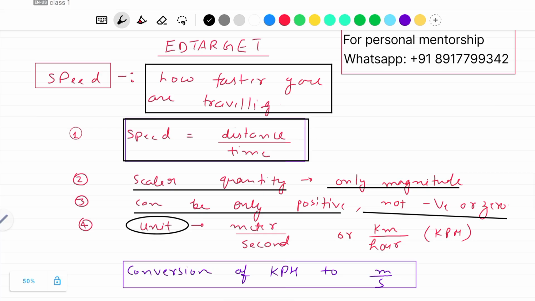So what is speed? Speed means how fast we are traveling. What is the formula of speed? Distance over time. Speed is a scalar quantity. It can only be positive. Its unit is meter per second or kilometer per hour. I hope this much is clear to all of you.